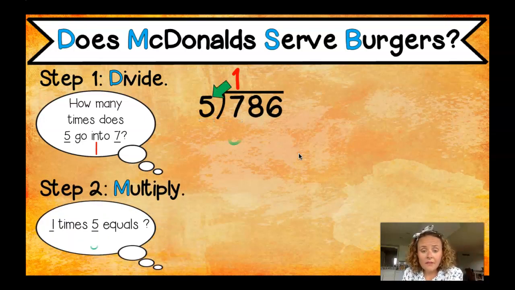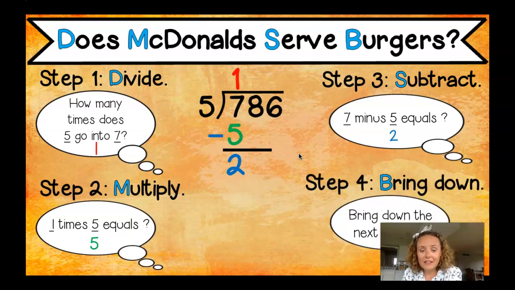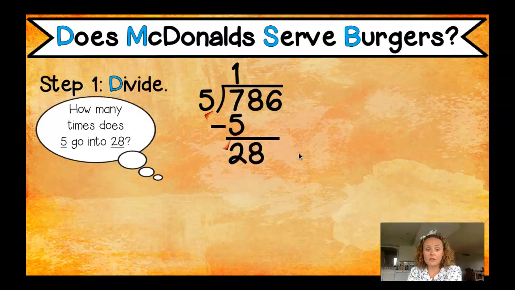1 times 5 is 5. So now we subtract. 7 minus 5 is 2. What do we do next? Bring down the 8. How many 5s fit into 28? Well, I know 5 5s is 25 and 6 5s is 30. So it's only 5 5s that fit into 28.